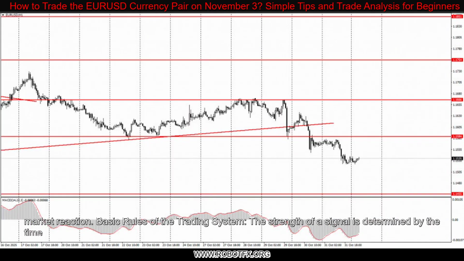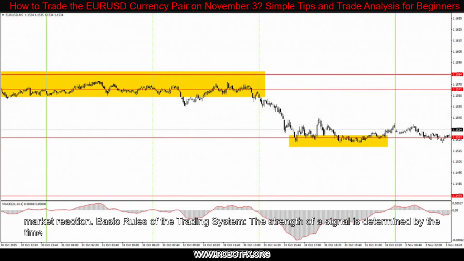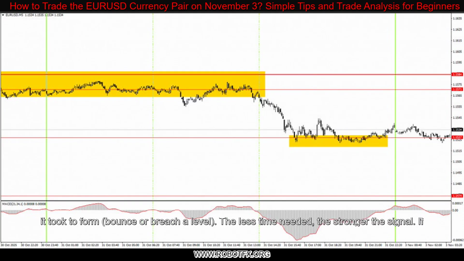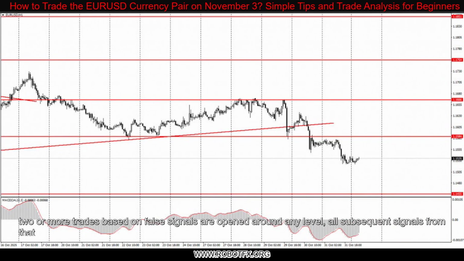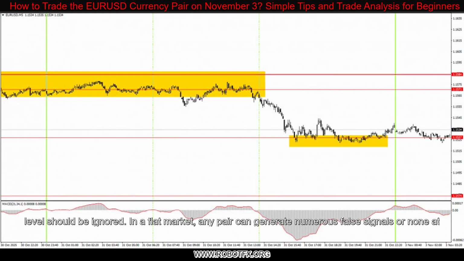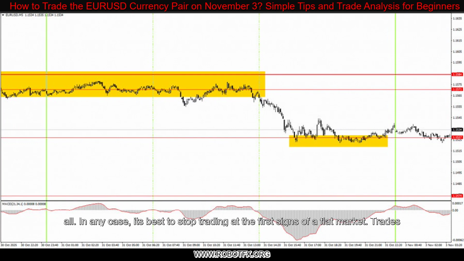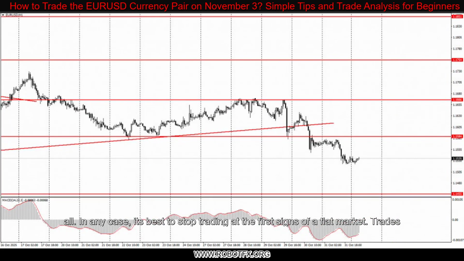Basic rules of the trading system: the strength of a signal is determined by the time it took to form, bounce, or breach a level. The less time needed, the stronger the signal. If two or more trades based on false signals are opened around any level, all subsequent signals from that level should be ignored. In a flat market, any pair can generate numerous false signals or none at all. In any case, it's best to stop trading at the first signs of a flat market.